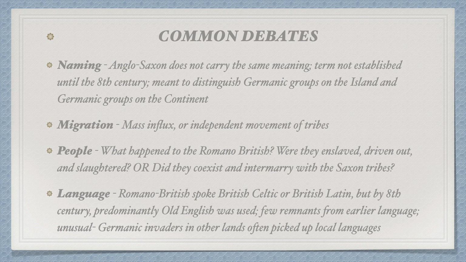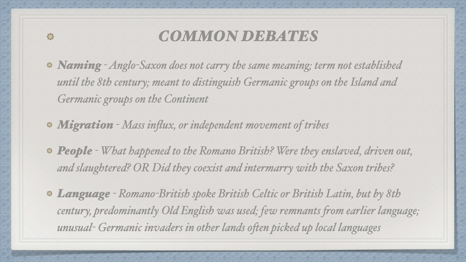Another debate centers on the migration of the Germanic tribes. The two main theories discuss whether the tribes migrated all at once in a mass influx, or did they move independently in small groups. There are questions about, did just warriors come over, or were entire clans coming over and settling? This leads to the debate focused on the Romano-British people. Were they enslaved, driven west, and slaughtered? Or did they coexist and intermarry within the Germanic people?